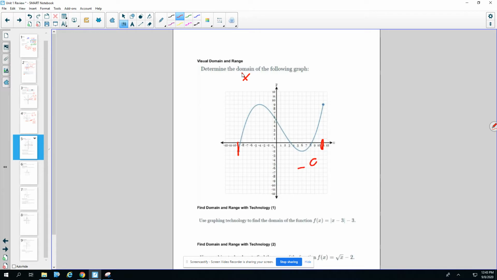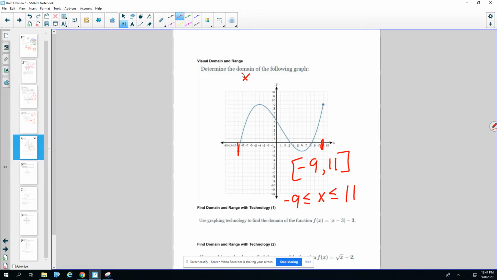So I have two choices. I can write -9 to 11 in interval notation, or I can do set builder, which is just using those inequality signs showing that the x, because this is domain, is in between -9 and 11.